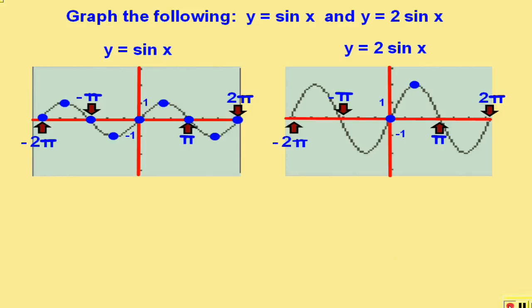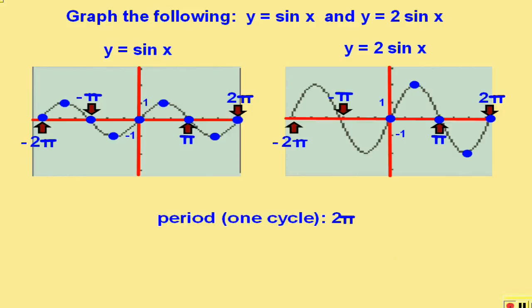Continuing on, the sine of pi is 0, and 0 times 2 is also 0. At 3 pi over 2, the sine is negative 1, but again, multiplying by 2, we get negative 2, and then back to 2 pi, where we are at 0 again, and again, 2 times 0 is 0. With this graph, this is the cycle that will repeat.